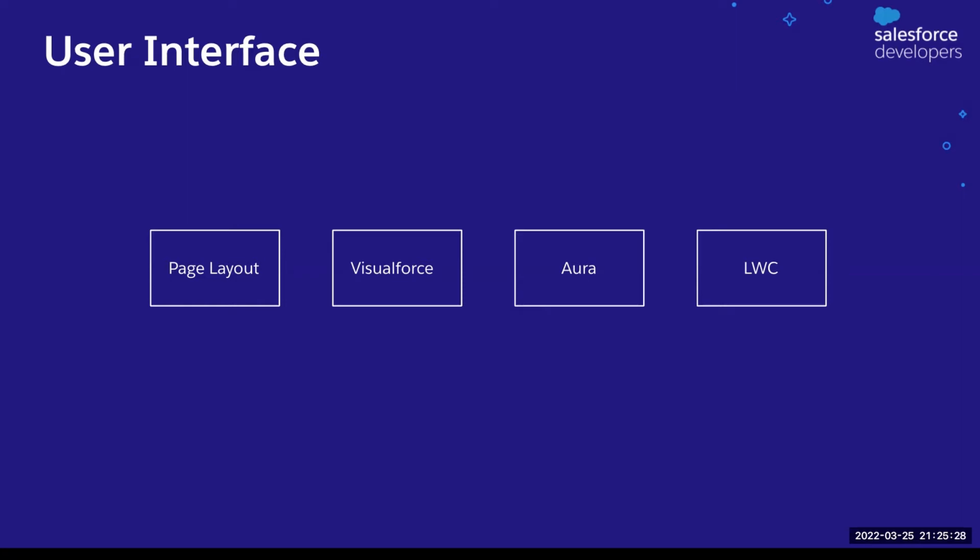What is Visualforce? Why do we have so many options? Do we really need so many options to build a user interface? Absolutely not. But why then do we have these four options? These options evolved over a period of time. If you see page layout, as I said, comes out of the box.